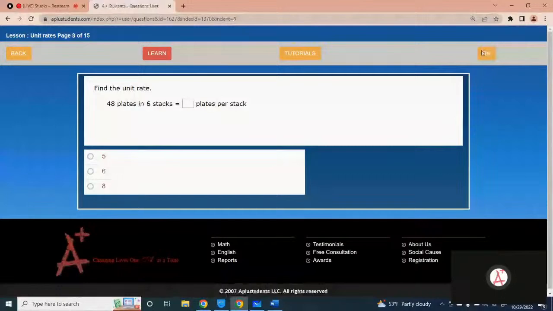So how many plates per stack? You have to divide 48 by 6. So 6 times what number makes 48? 6 times 8 makes 48. That means 8 plates per stack. Got it? 8 plates per stack.